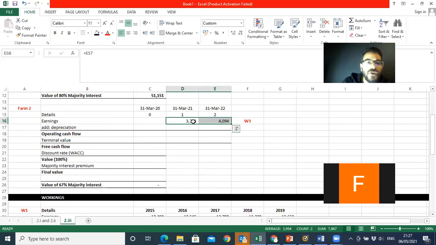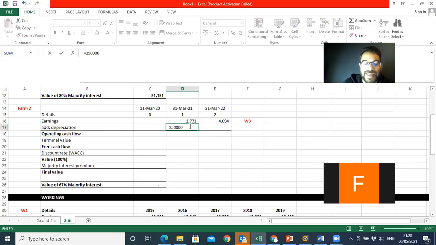Now, included in this earnings figure is depreciation. Depreciation is a non-cash flow number, and therefore we need to remove it. We don't want non-cash flows because we're trying to go from a profit figure to a cash flow figure. So any non-cash flow number included in the profit must be removed. Depreciation is an expense. What did the expense do to profit? It reduced profit. So to remove it, you add back depreciation. Depreciation was given to us as 250,000. But remember, the numbers are in rand thousands, so I need to divide by 1,000.